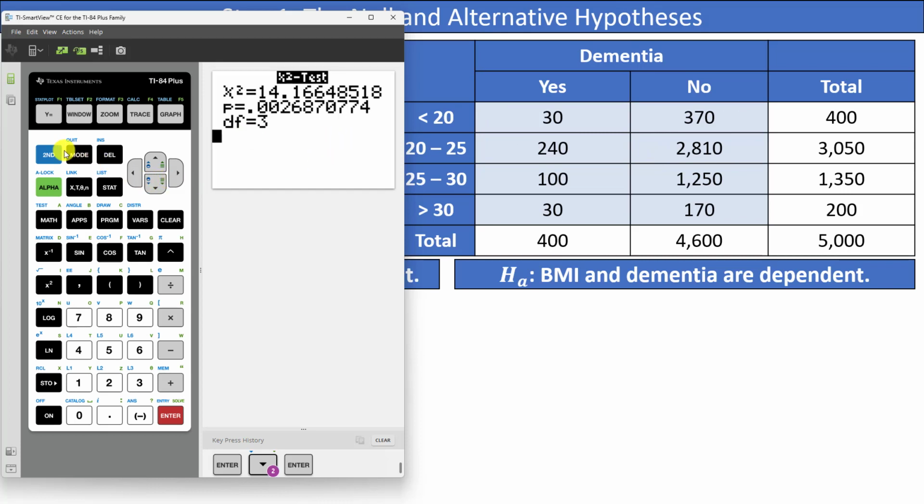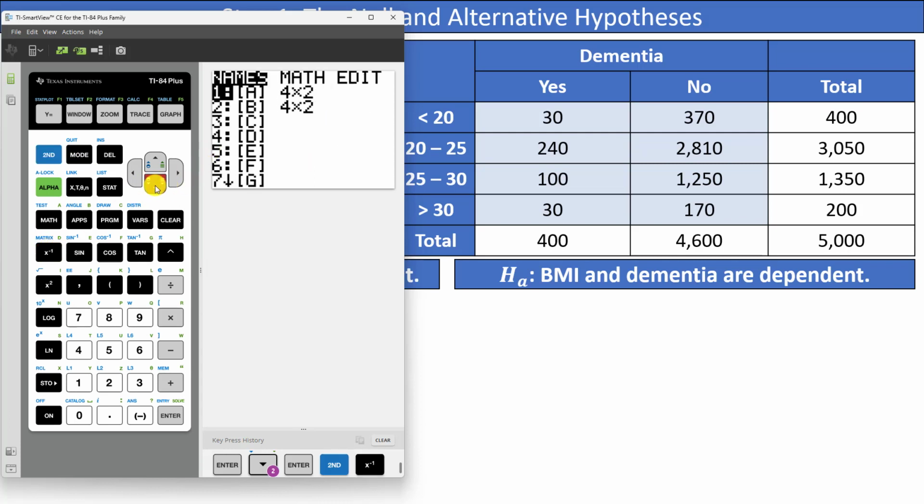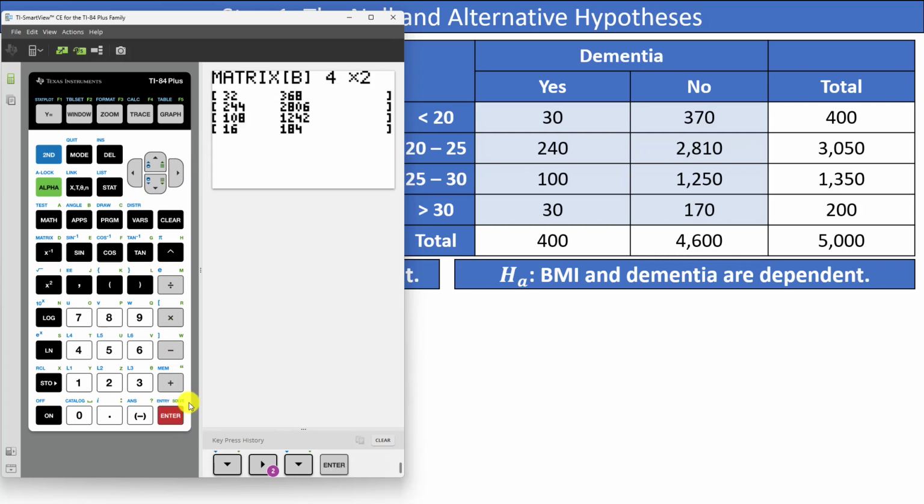Okay, the other thing I want to mention here is that if we press second and matrix, you should now see that there is something in matrix B. So let's go ahead and edit matrix B, and you can see what that looks like. And as I mentioned earlier, this is what we call the expected matrix. These are the values you'd expect to see in your table if your 2 variables were independent.